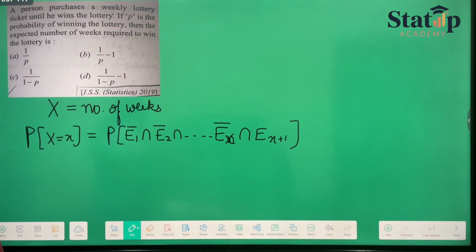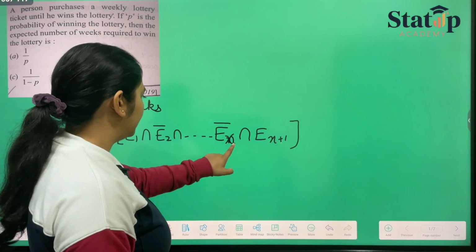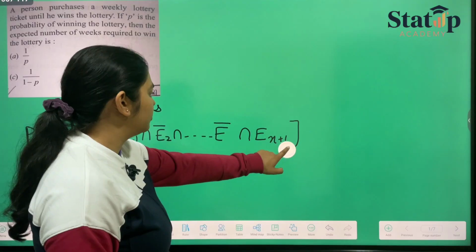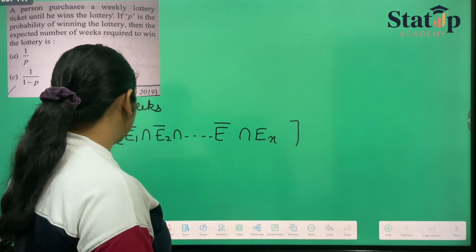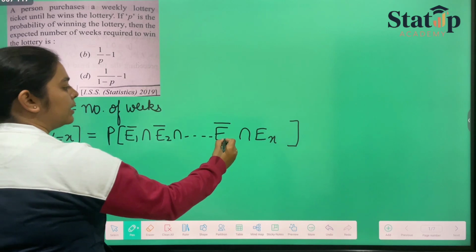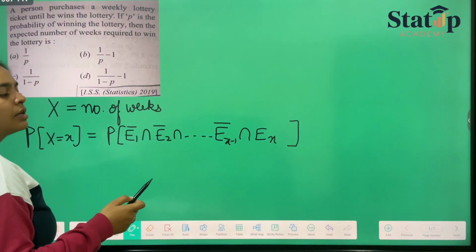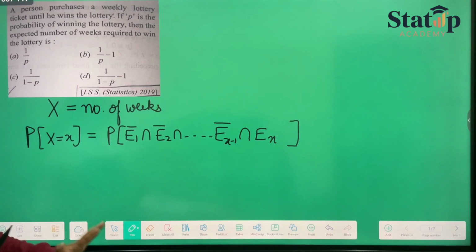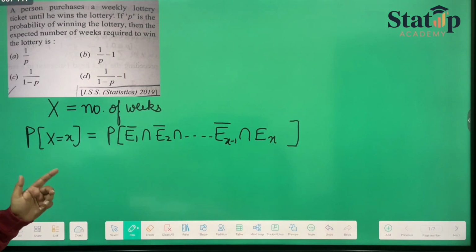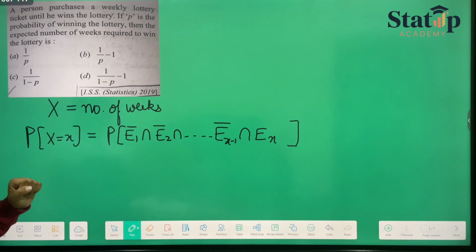So there will be something, because they have given X equals x, we cannot take it exceeding x. So at x time it won, and till x minus 1 time it did not win. Suppose x is the fifth time. So at the fifth time it won, and before that, for the first, second, third, and fourth, it did not win. So this will be it. But they are all independently distributed.